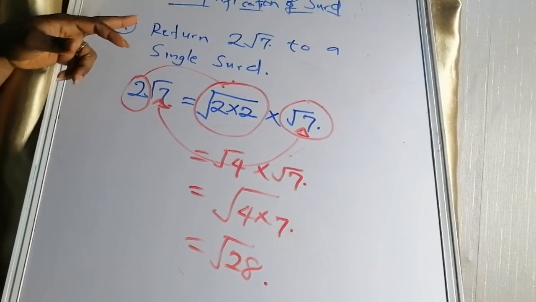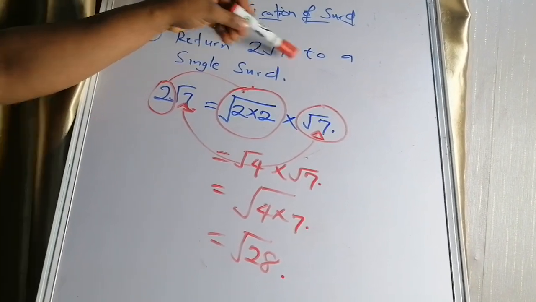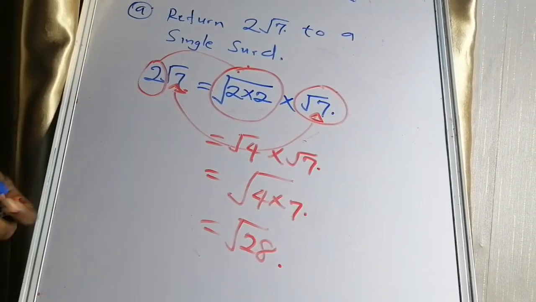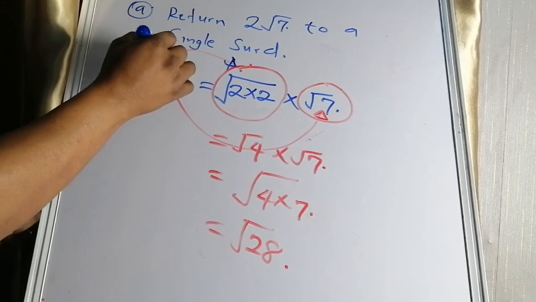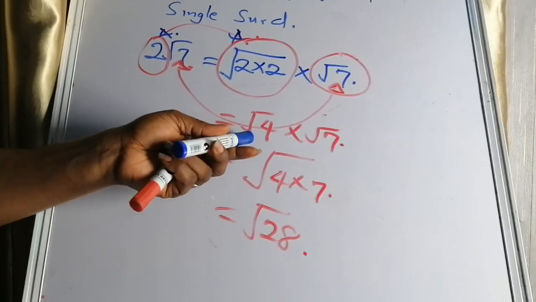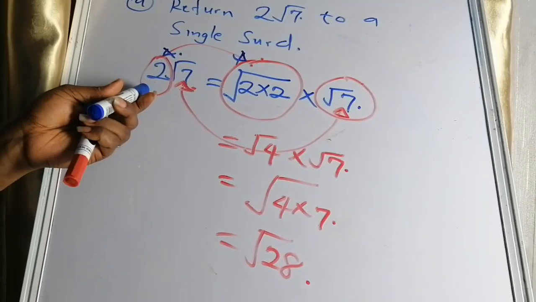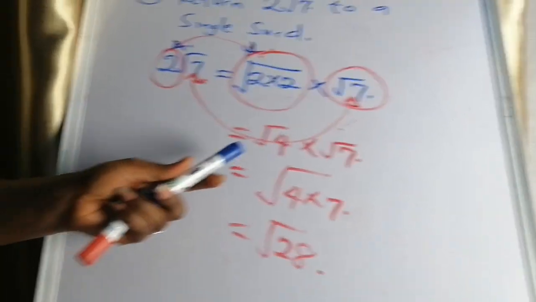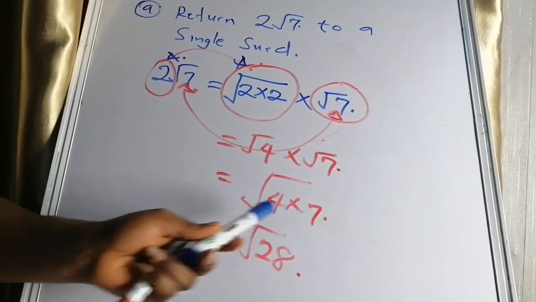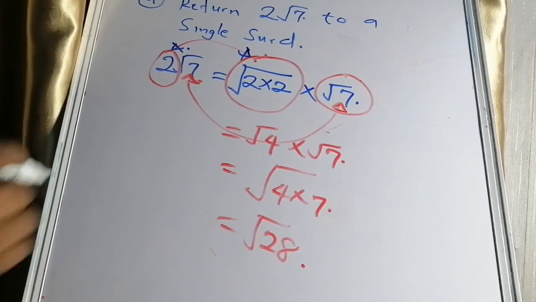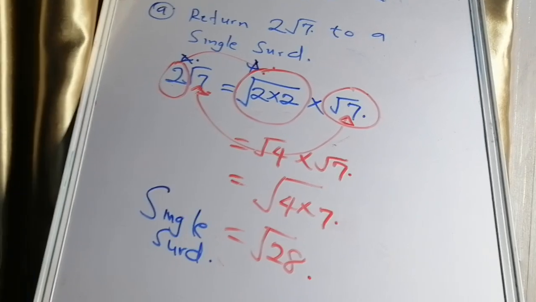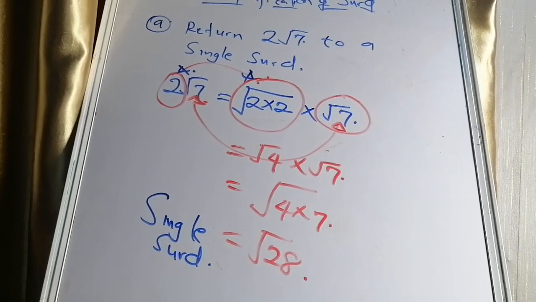So now, if they ask me to return this 2 root 7 to a single surd, this is exactly what I will do. This 2 here is the same thing as what we have here. So 2 times 2, that is 4. So root 4 will give us what? 2, which is the same thing here. So with this 7 that we have here, when you bring it together, by the multiplication validity of surd, that's 4 times 7. So you return it to a single surd. This is what we call a single surd. Okay, so it's as simple as that.